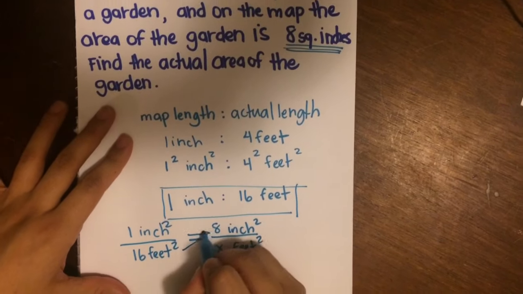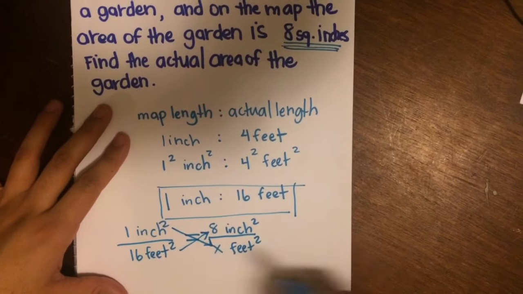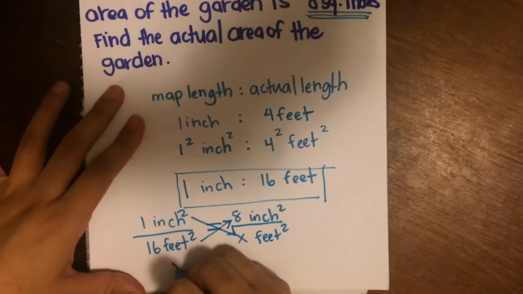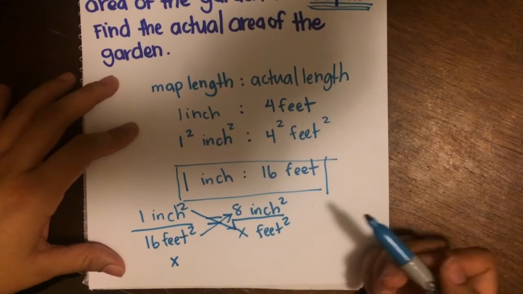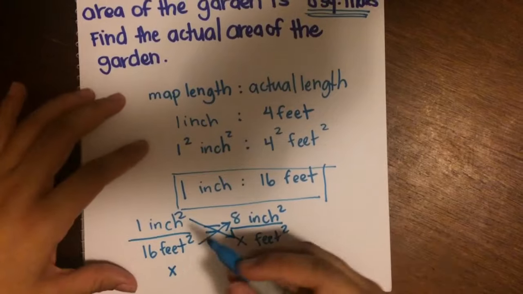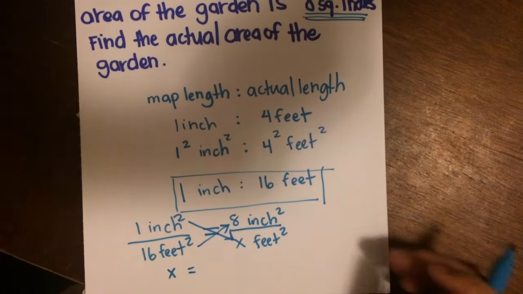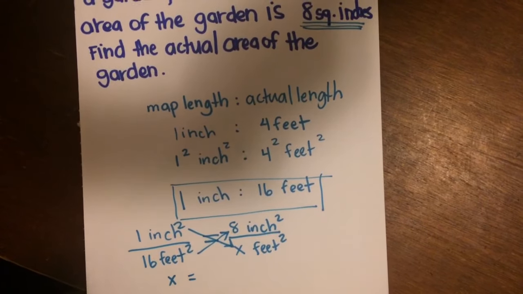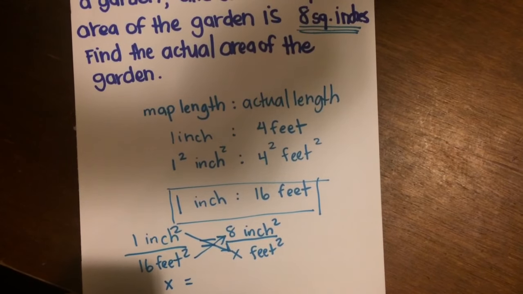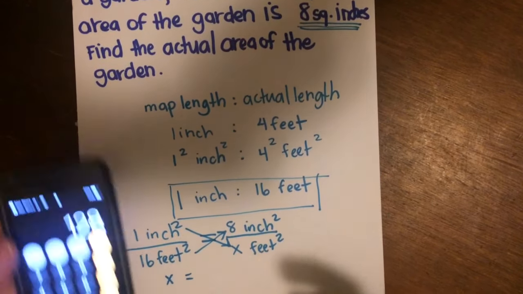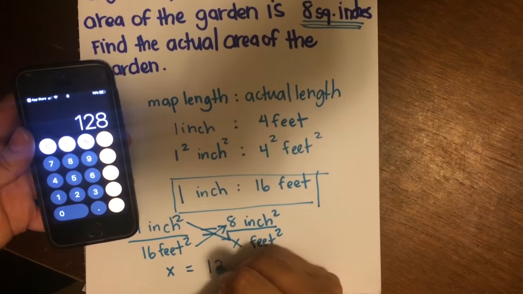All right, now from here it's just basic proportion solving. We've got our cross multiplication. So 1 times x is just going to be x, and 8 times 16 is going to be, I'm going to use my nifty calculator here, 128.